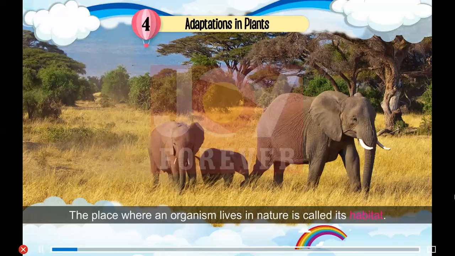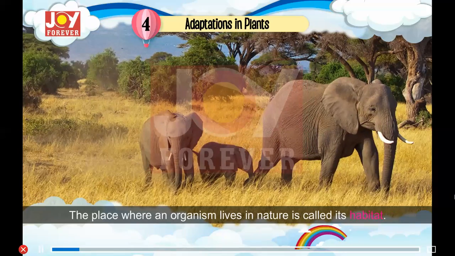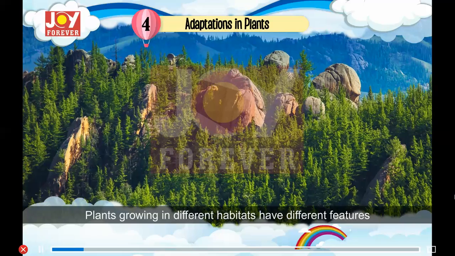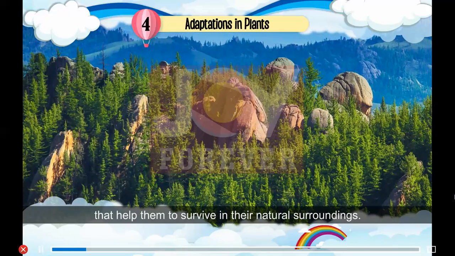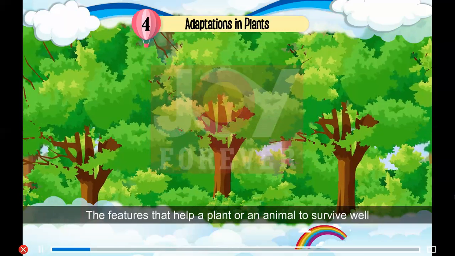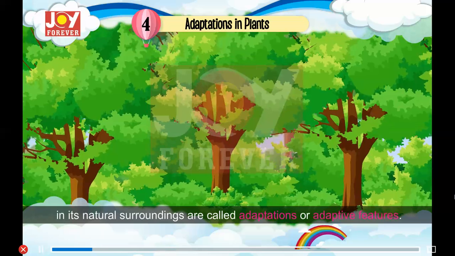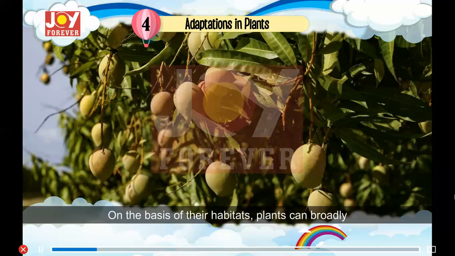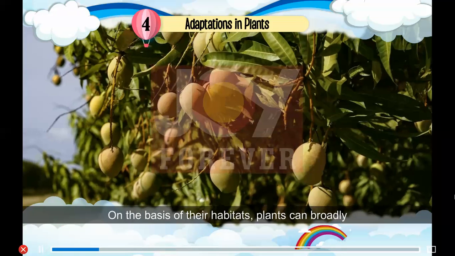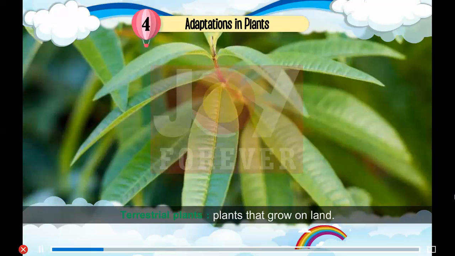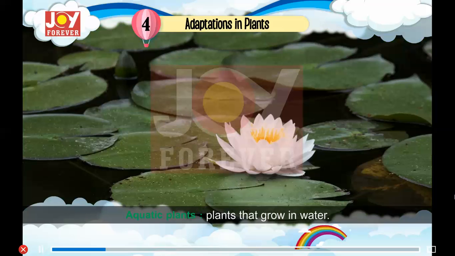The place where an organism lives in nature is called its habitat. Plants growing in different habitats have different features that help them to survive in their natural surroundings. The features that help a plant or an animal to survive well in its natural surroundings are called adaptations or adaptive features. On the basis of their habitats, plants can broadly be categorized into two groups: terrestrial plants, plants that grow on land; aquatic plants, plants that grow in water.